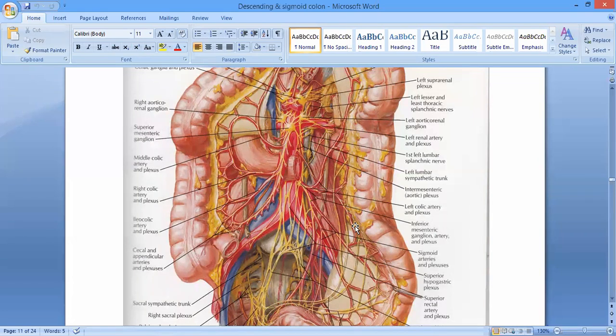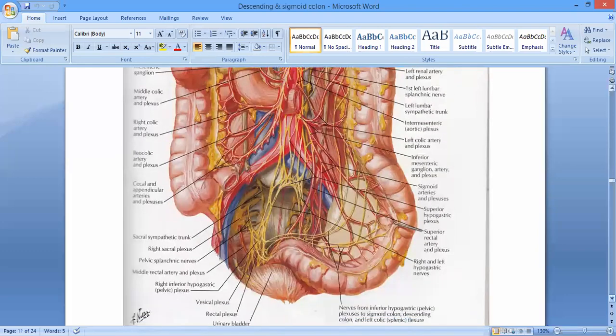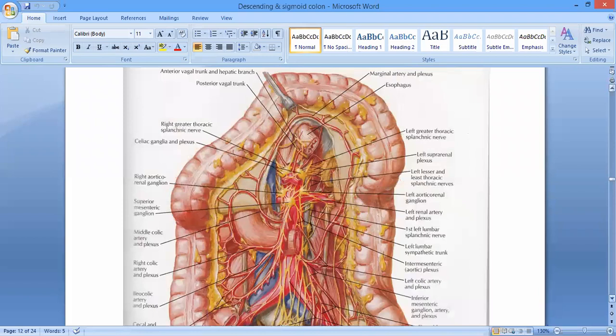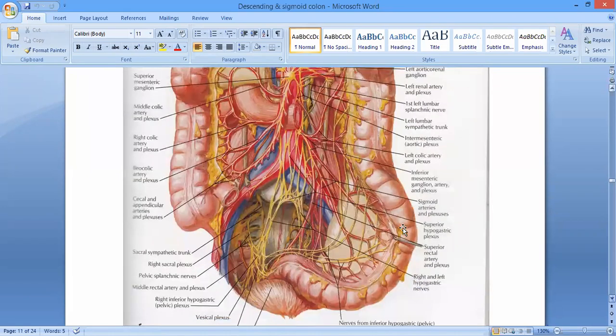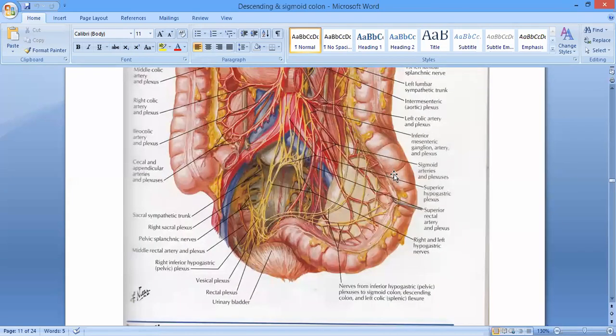Now we'll talk about the sigmoid colon जी. हाँ जी. So sigmoid colon कौन बताएगा जी? अभी भी हमने पढ़ा जी sigmoid colon. ये चलिए यहीं पे देख लेते हैं. Sigmoid colon is what? Part of large intestine. Right. So it's also a part of large intestine.